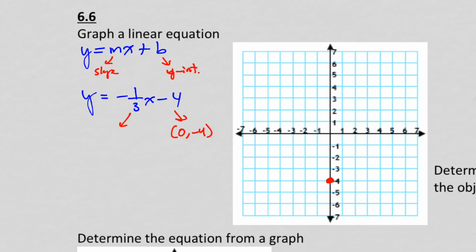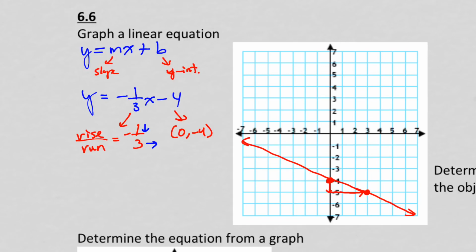And then this is going to help us move, because that's our slope. And remember, this is rise over run. So we're going to go down 1 and over 3. So from that point, we're going to go down 1 and over 3, right here. And then just connect the dots.